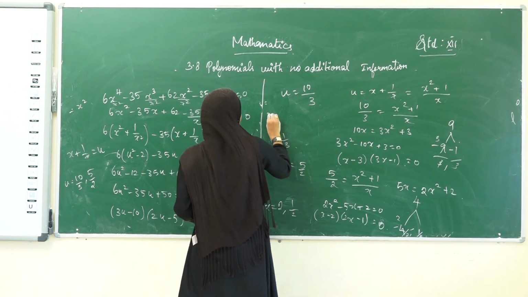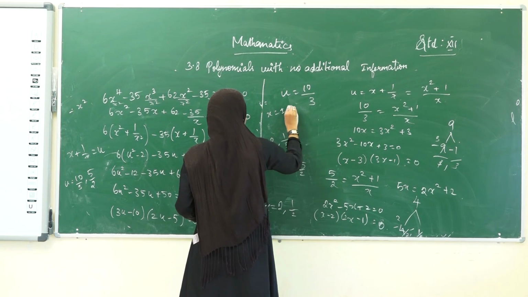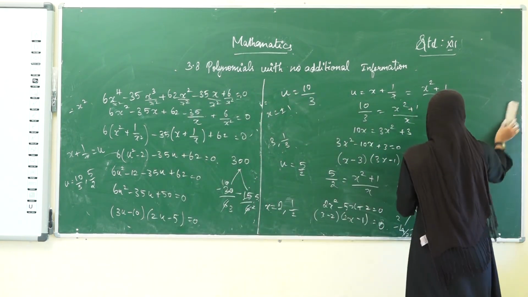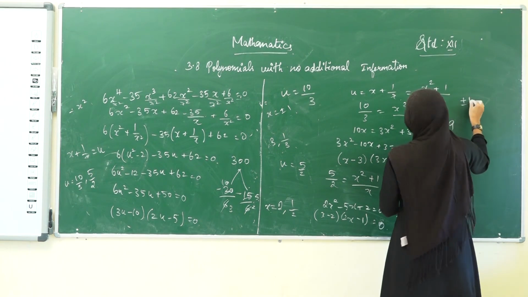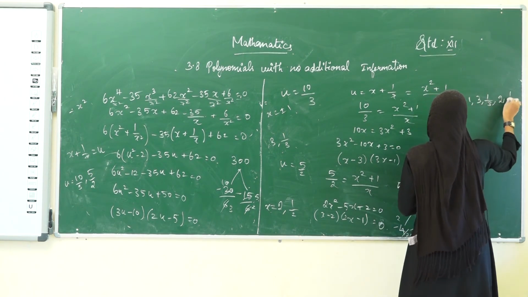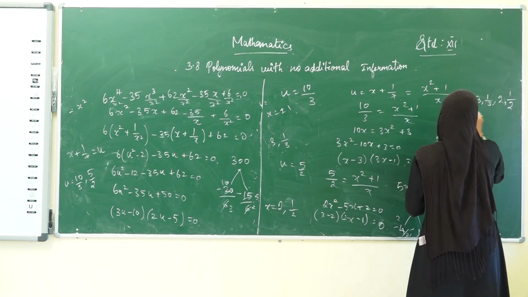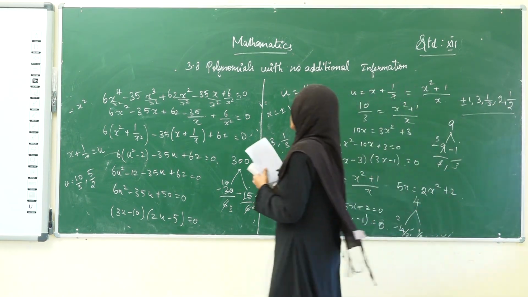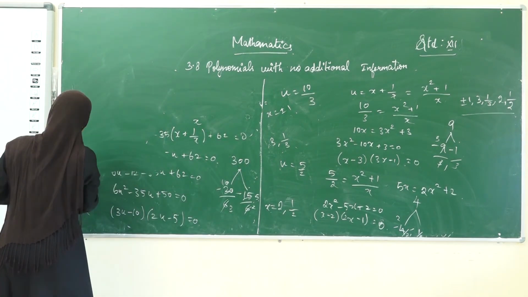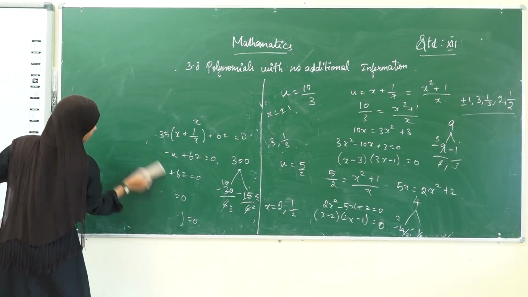Already we got the value of x as plus or minus 1. Therefore the roots of this equation are plus or minus 1, 3 comma 1/3, 2 comma 1/2. We got the 6 roots. Okay, this is how we are going to find the roots of this reciprocal equation.